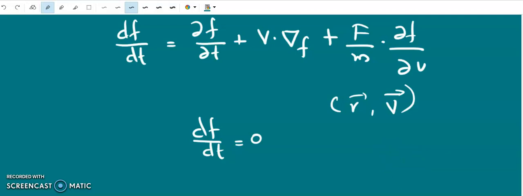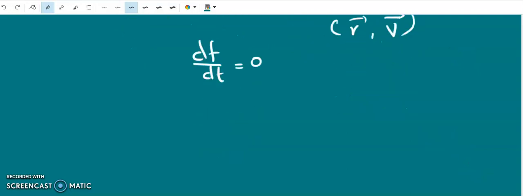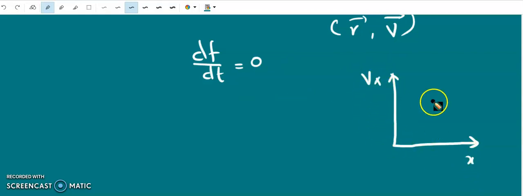Okay, to verify this, if there are no collisions, the right side will be 0: dou f by dou t plus v dot del f plus F by m dot dou f by dou v equal to 0. But in the presence of collisions, the right side will be different. So to verify this, we have to consider a one-dimensional case. In the one-dimensional case we will have only x and vx. There we consider a region A.